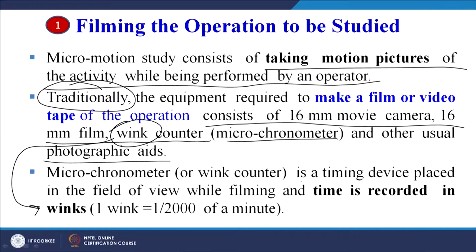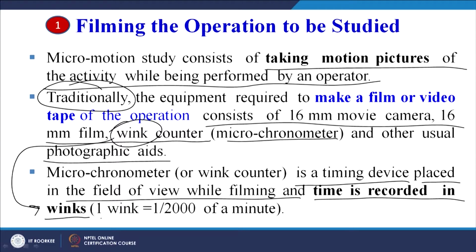So this is a traditional method, maybe 15-20 years back. These days we have all the latest equipment and cameras which can help us to record the sequence of micro motions being done by a worker while he or she is performing the task. Now, a micro chronometer or wink counter is a timing device placed in the field of view while filming, and the time is recorded in winks.